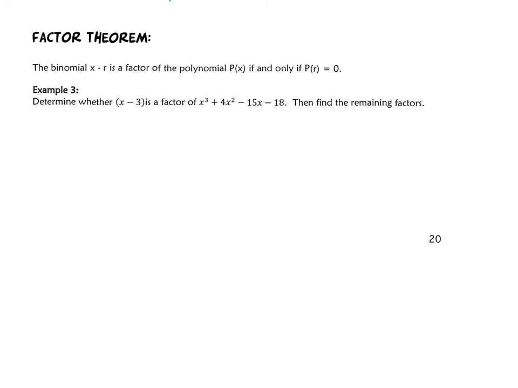Okay, here's what that practically means. Looking at example 3, we need to determine is x minus 3 a factor of what is given. We need to figure out is p of r equal to 0. How are we going to do that? With synthetic division. So we are going to divide our polynomial by this polynomial to see if we have a factor.